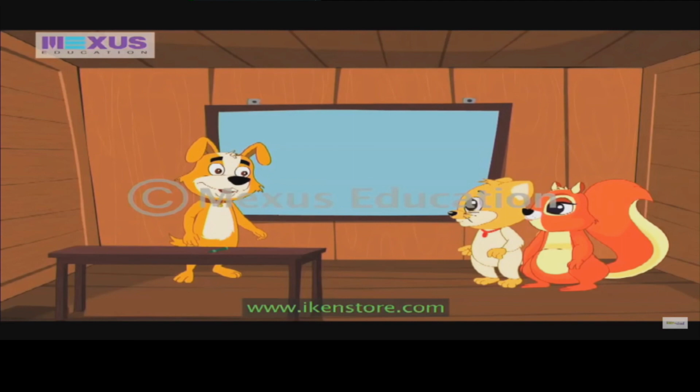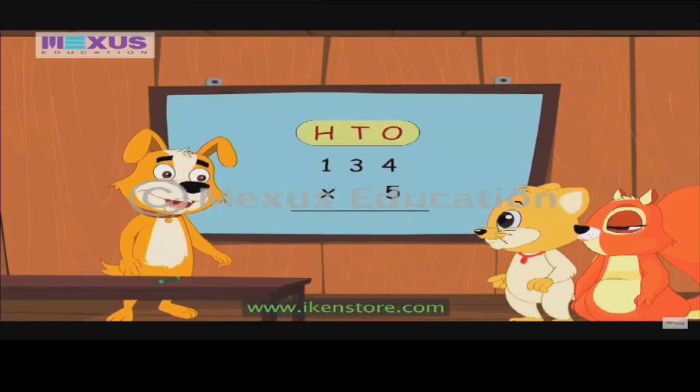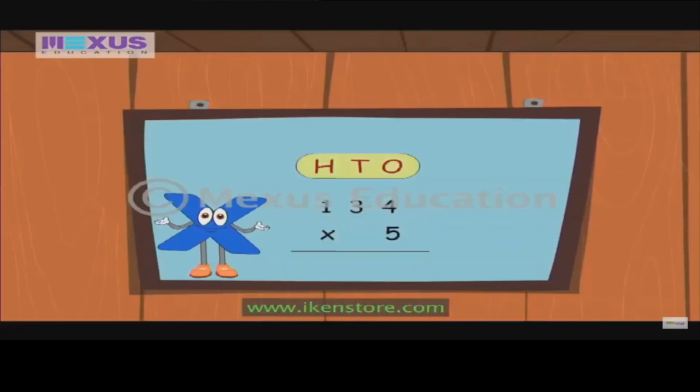Let's have a look at bigger numbers where you need to carry over digits. Okay, so now how to multiply with regrouping, or carry over. 134 by 5? The multiplication sign will do the explaining. Hi, I am the multiplication sign. Let me teach you how to multiply 134 by 5.